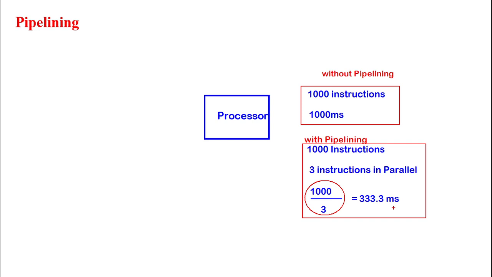The instruction executions we are going to perform in parallel. Not all, at least 3 instructions. So instead of single instruction execution at a time, we are going to execute 3 instructions in parallel so that my execution speed will be more and my system will be more efficient.